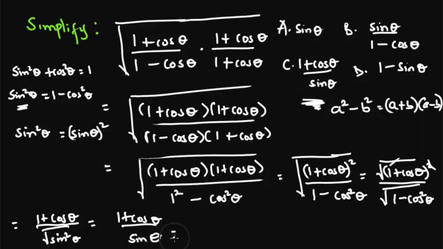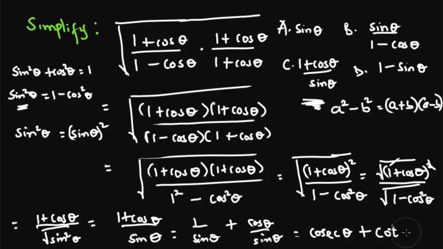But we can still solve this further. This is equal to 1 over sin theta plus cos theta over sin theta. 1 over sin is cosec theta, plus cos over sin, which is the inverse of tan. Sin theta over cos theta gives us tan theta, and the inverse gives us cot theta, and this is the final answer. So either this or this, option C.